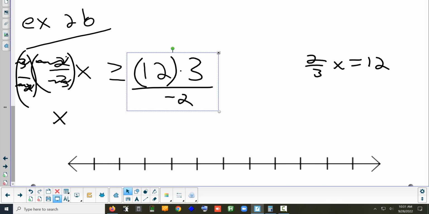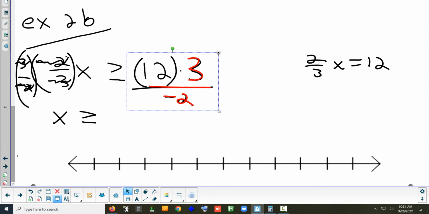It doesn't matter if it's a negative fraction or a negative decimal, it's still a negative. Right. We need to flip the inequality because we multiplied by 3 over negative 2. So we multiplied both sides by a negative number.